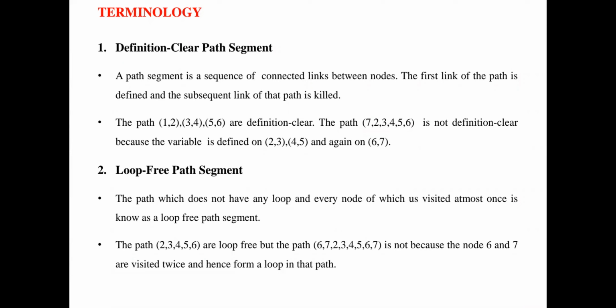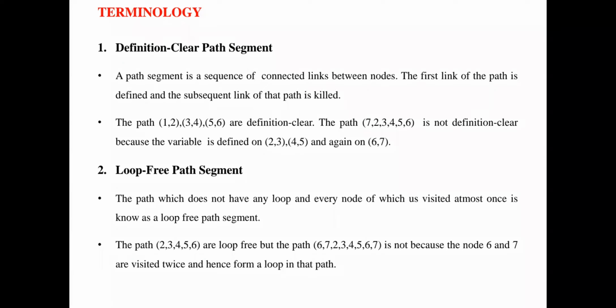Okay. The first link of the path is defined compulsory. Whichever path you are deciding on as a definition clear path should have a sequence control, and it should start with a definition, and the remaining links will be the subsequent links.